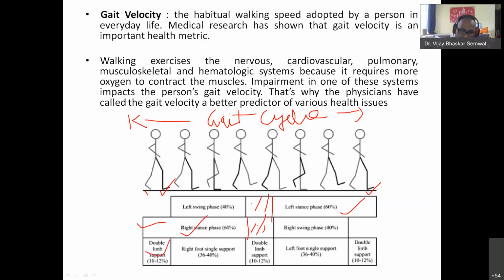So this is the double support phase, 2% and 2%. Again, 2% double support of the total. I think that in one gait cycle we are getting 10% of double support phase. The rest, 90% of the time, we are getting single support phase.